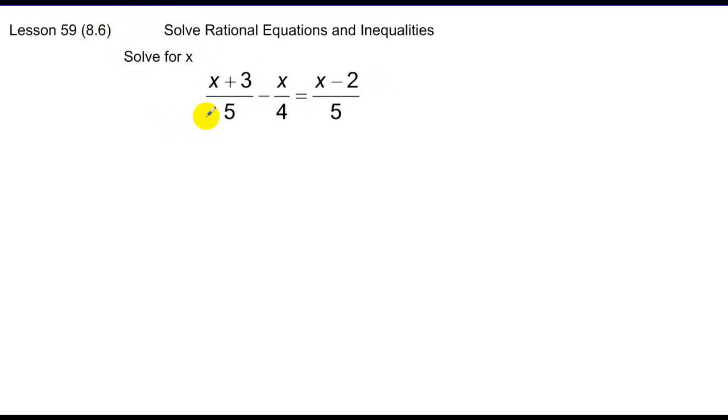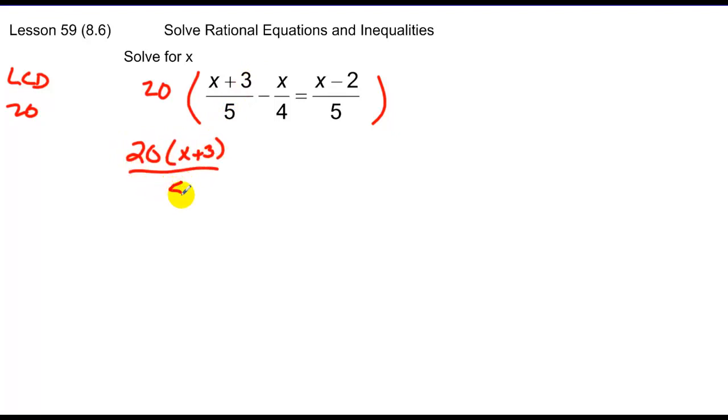So in this first case we have 5, 4, and 5. My LCD in this case will be 20. So I'm going to multiply everything by 20. And when I do that, I distribute to each term. Now you'll notice this is 20 times (x plus 3) over 5. I'll just write it out the first time so you can see.